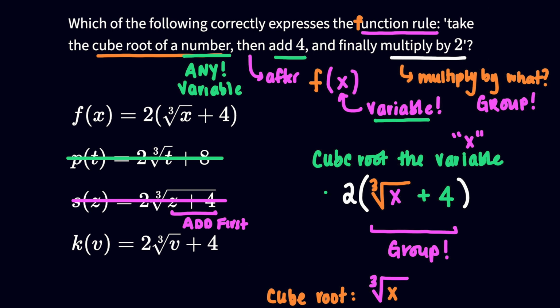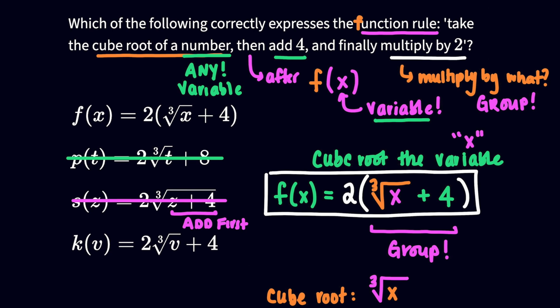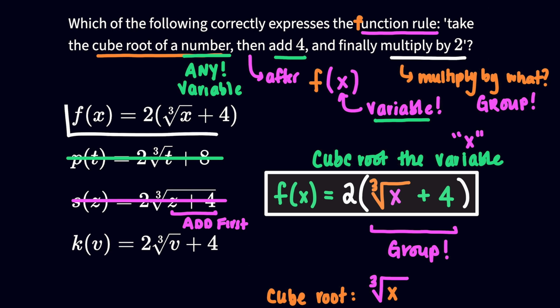And now, if it was us, I would just say that this is f of x and box this answer off. And now we just have to make sure that what we wrote is basically similar. And wow, it's actually exact because they used f of x. So there it is. The 2 is outside the whole entire group. And that's it. So let's box this off. And let's get rid of this one.